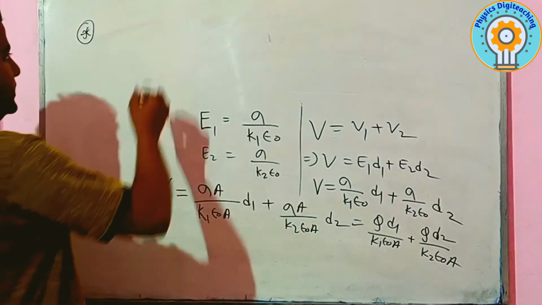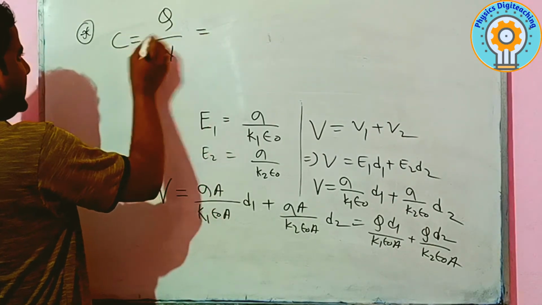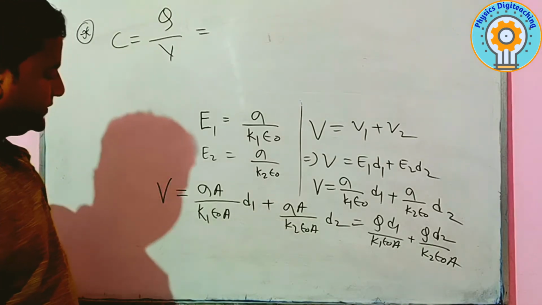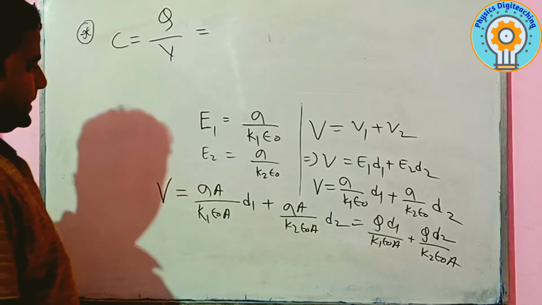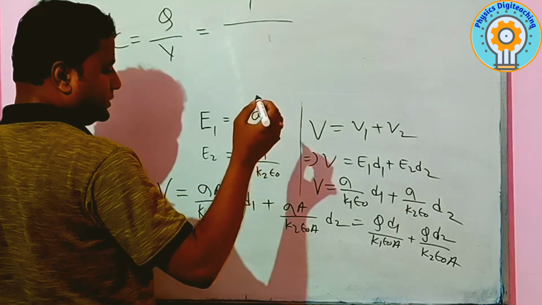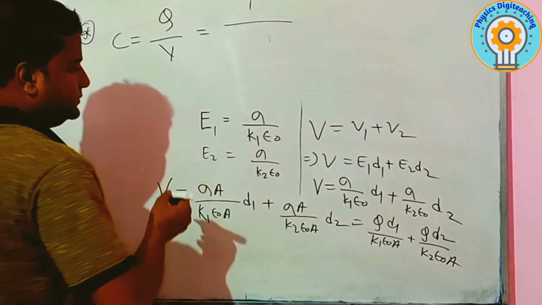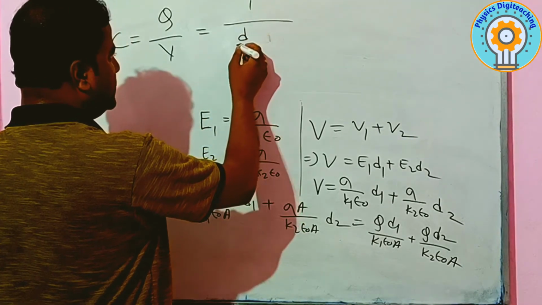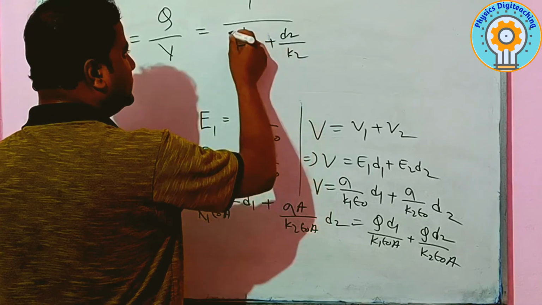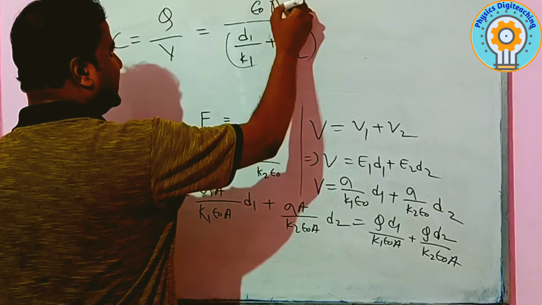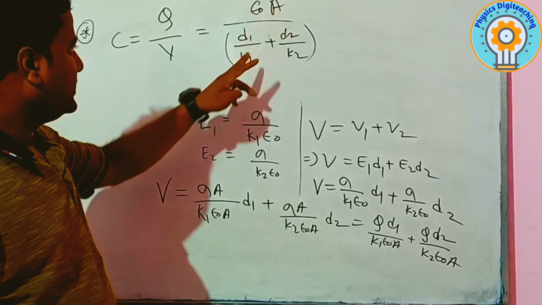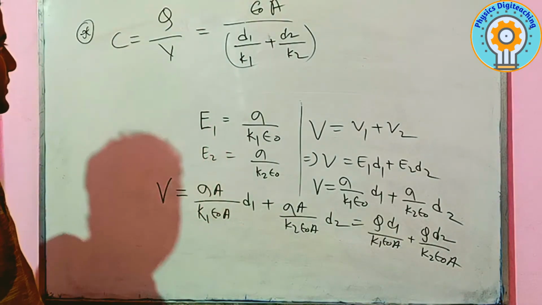Now Q by V, this is C, capacitance. Here we take Q common, and V by Q is our inverse capacitance. Then the remaining part is 1 by epsilon naught A into d1 by K1 plus d2 by K2. From this relation we get C equal to Q by V equal to epsilon naught A by d1 by K1 plus d2 by K2. This is our expression of capacitance.